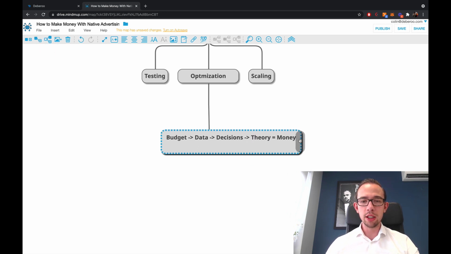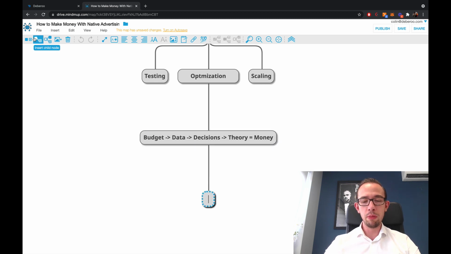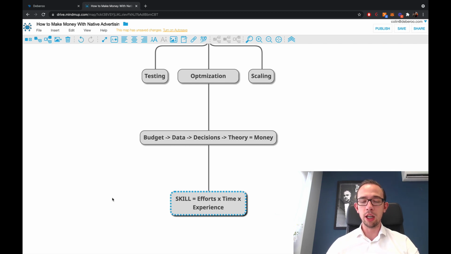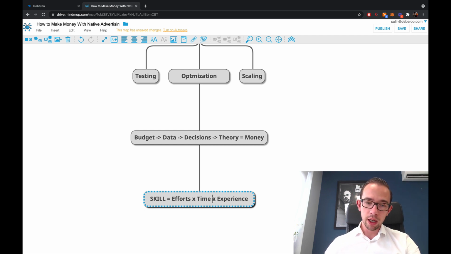Then the question is, oh, well, Colin, how come I run campaigns and don't make money? Because there's one important metric, which is skill, right? Skill is effort times time times experience, right? And effort times time will be the equivalent of experience. So I'll just put this one between brackets there. And that skill is very important, which I see most of you guys lack.